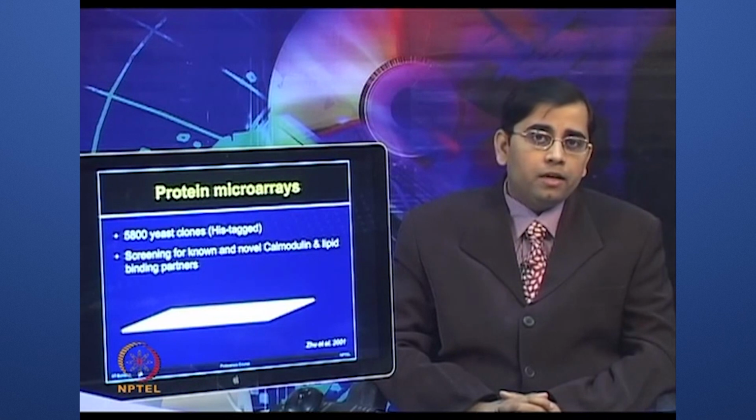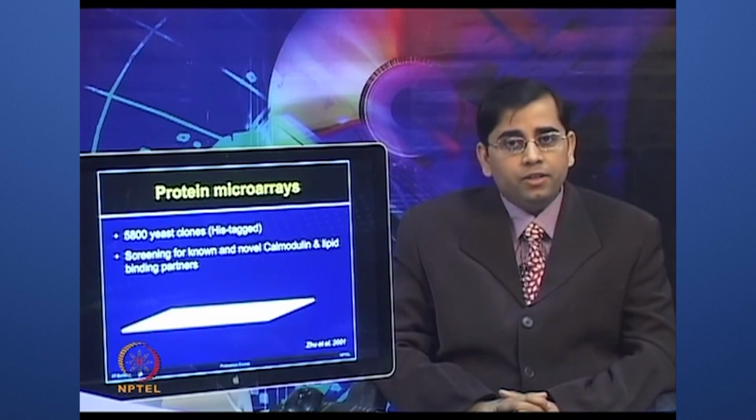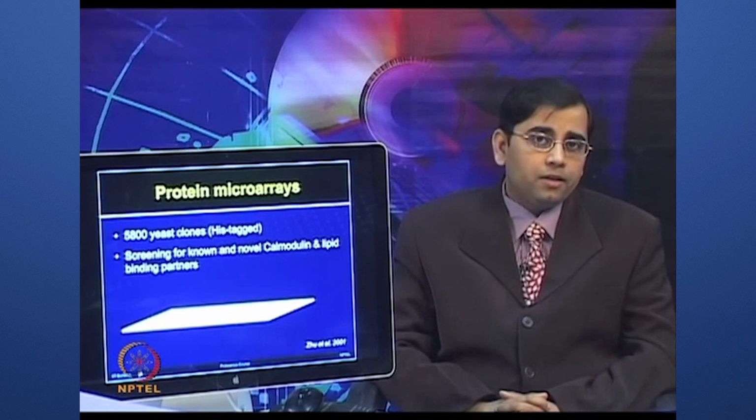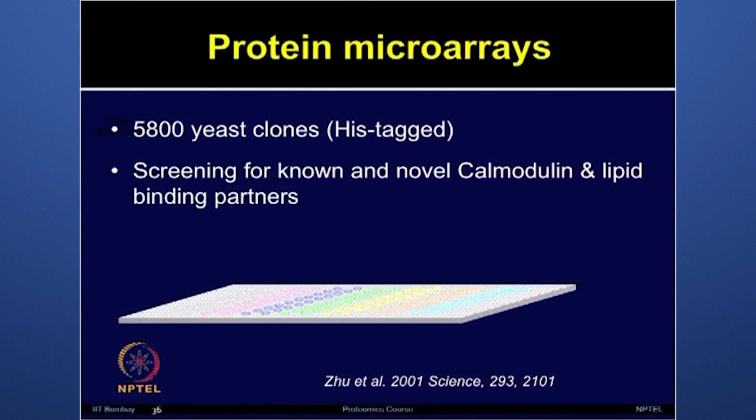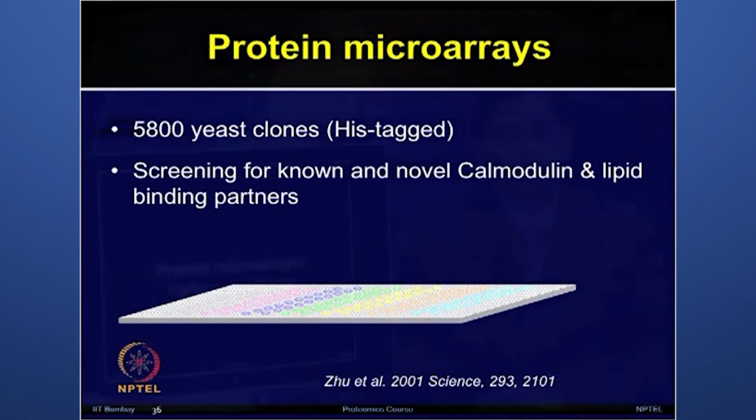So, another group, in Mike Snyder's lab, started doing the yeast proteome chips, and they used 5800 yeast clones which were histidine tagged to screen for the known and novel calmodulin and lipid binding proteins. Now, this was a full scale yeast protein array, and in 2001 it showed the potential of these chip technologies for studying protein interactions and different types of other functional applications.